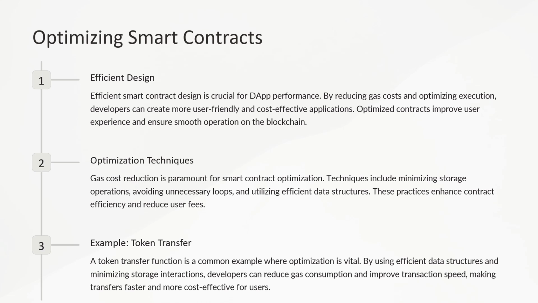Gas cost reduction is of paramount importance for smart contract optimization. Techniques include minimizing storage operations, avoiding unnecessary loops, and utilizing efficient data structures. These practices enhance contract efficiency and reduce user fees. An example is a token transfer. A token transfer function is a common example where optimization is vital. By using efficient data structures and minimizing storage interactions, developers can reduce gas consumption and improve transaction speed, making transfers faster and more cost effective for users.